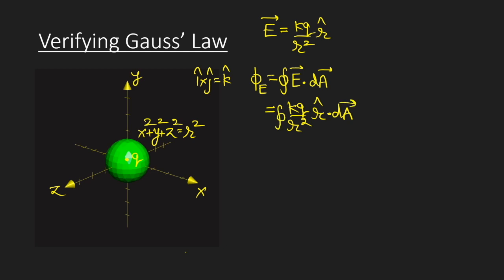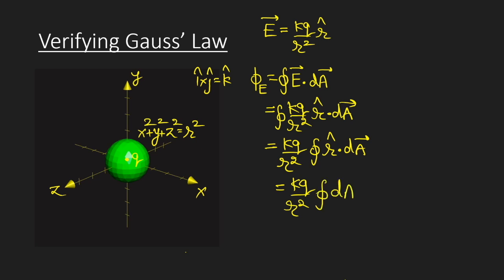For this surface, radius is constant, so we can bring it out of the integral and we'll be left with this. Now, since r cap is in the radial direction and so is dA, because dA vector is pointing towards the outward normal, this thing will just evaluate to kq by r square. Since the magnitude of r cap is 1 because it's a unit vector, it will just evaluate to this, right?